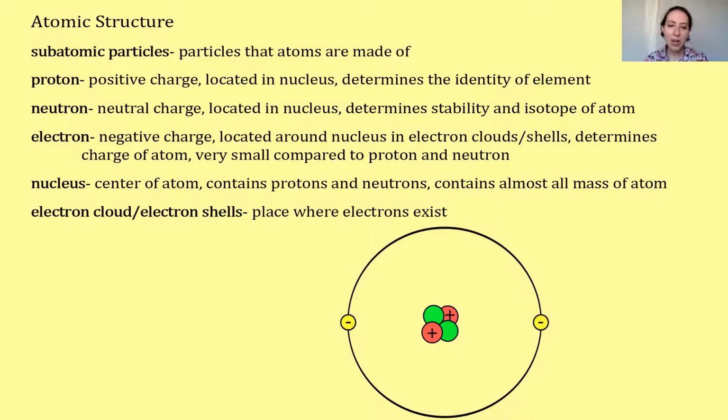Okay. The next subatomic particle are neutrons. Neutrons also are in the nucleus, but they do not have a charge. They're neutral, which is why they're called neutrons. In this case, they're represented by the green circles.